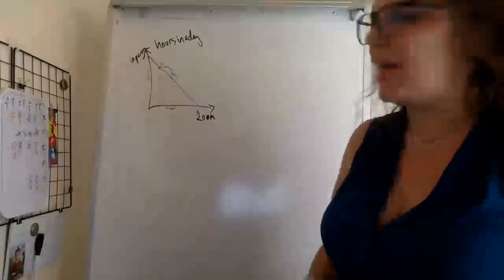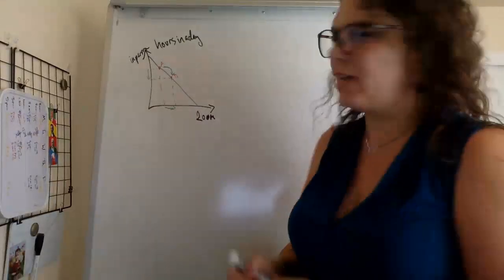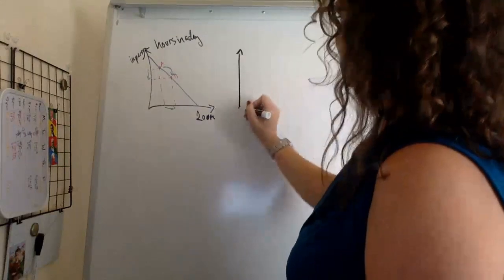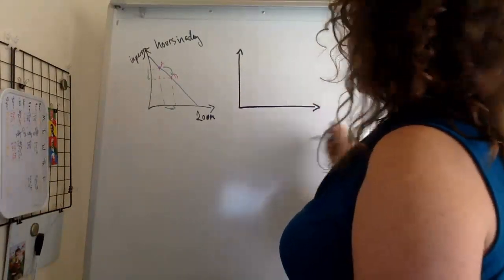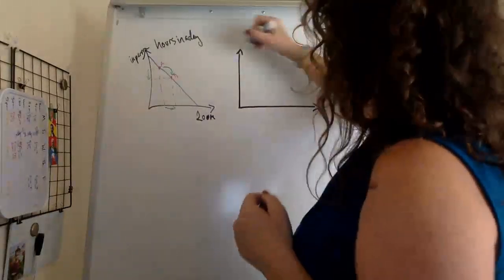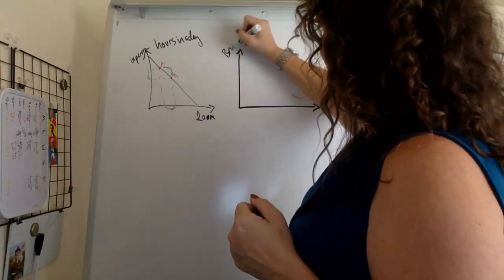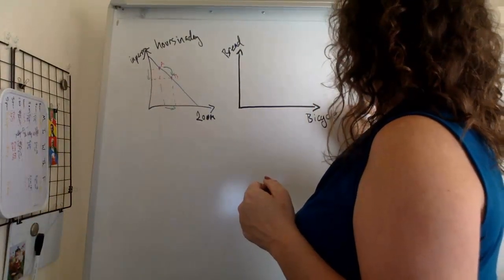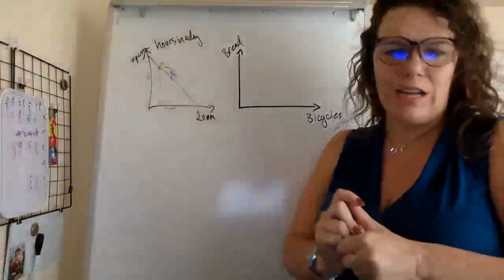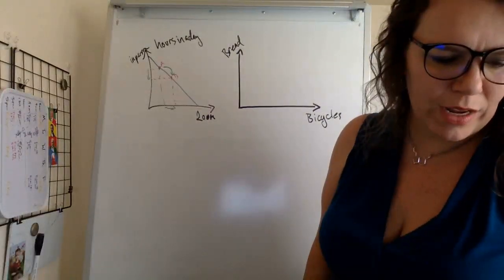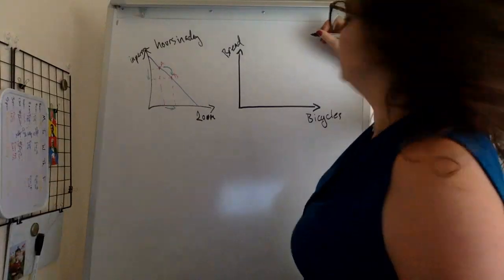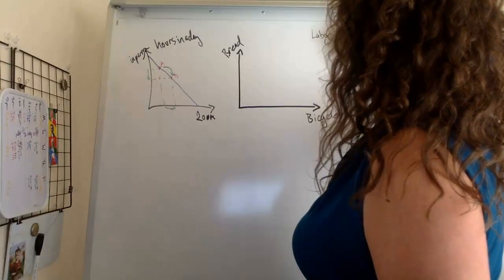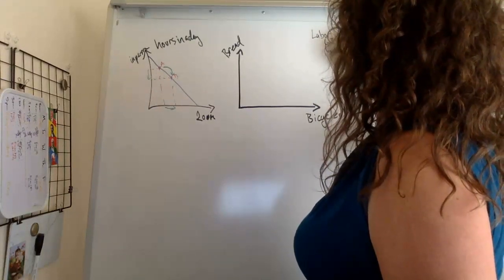Okay, so now we want to look at another kind of a PPF, the kind that has a curved line. So let's get another axis. And now let's look at the production of bread and bicycles. And let's say we've got labor to produce either bread or bicycles. And let's make this really simple. Some amount of labor is used to produce either bread or bicycles.